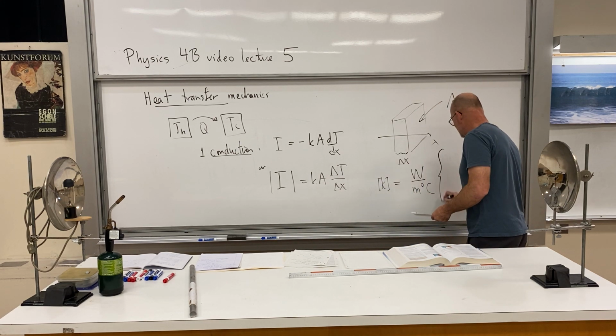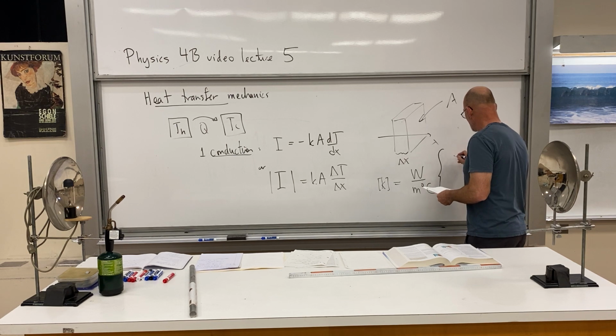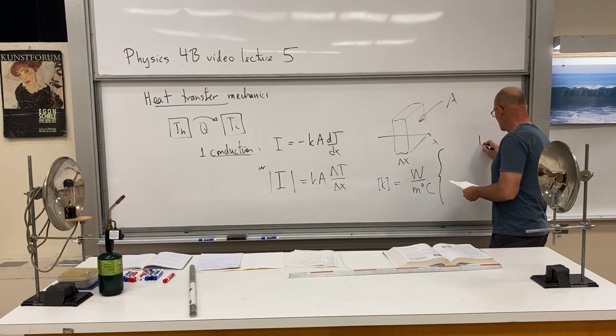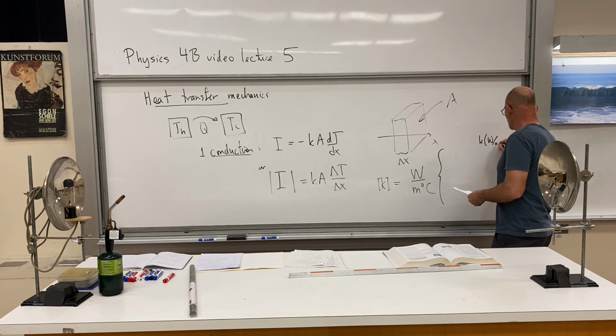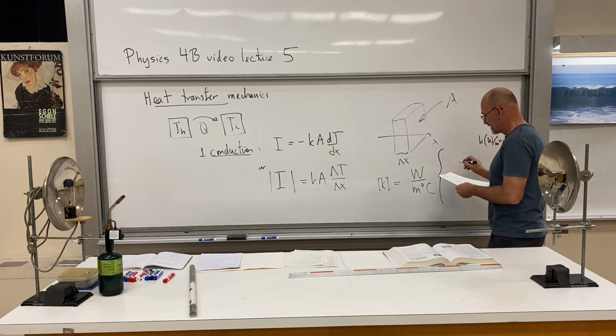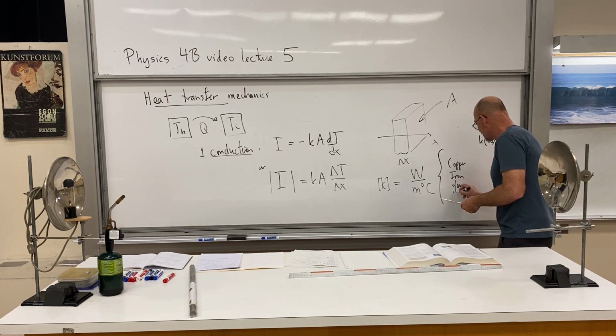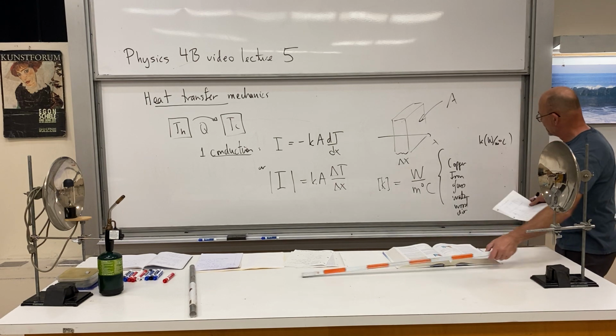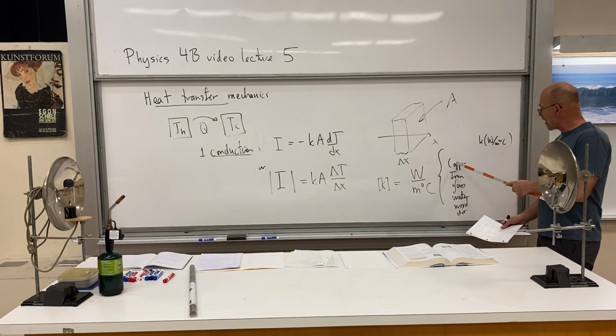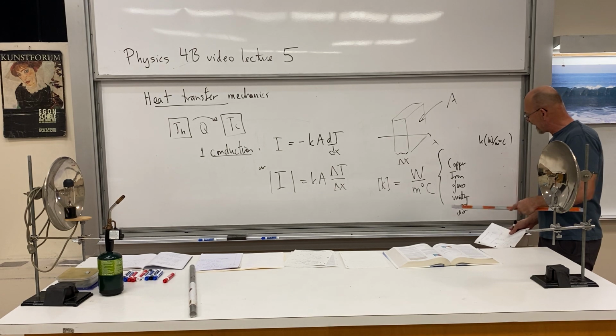And I have a couple here that I'm going to go ahead and put down as a table. So we have K in watts per meter degree Celsius. And I'll just list copper, iron, glass, water, wood, and air. This is actually a good list. Okay, so in case you can't read that, we have copper, iron, glass, water, wood, and air.